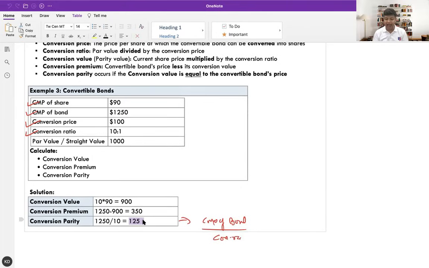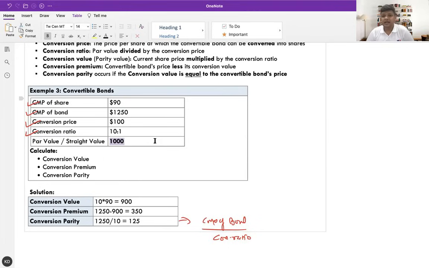What does it mean? That if the share price is right now $90, if it reaches 125, then my money will be recovered. So why are you investing in this bond? You are investing because you are expecting the share price to go above 125. Now, if the share price reaches 150, are you not getting substantial gains? Yes. But what if the share price goes to 0? Well, in that case, you'll at least get the straight value. What is the straight value here? 1000. Clear?